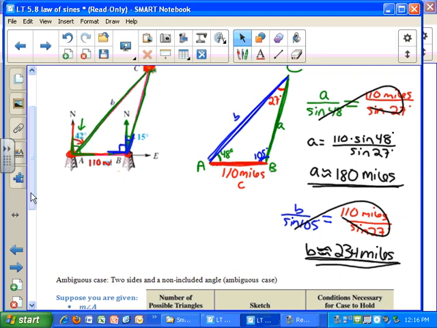Okay, if you're not getting those answers, check your calculator. It might be set to radians instead of degrees.